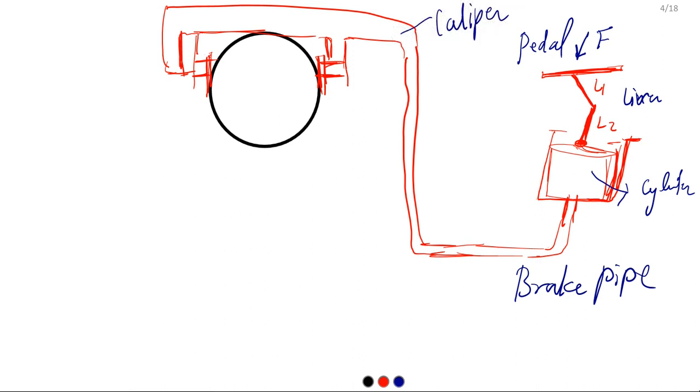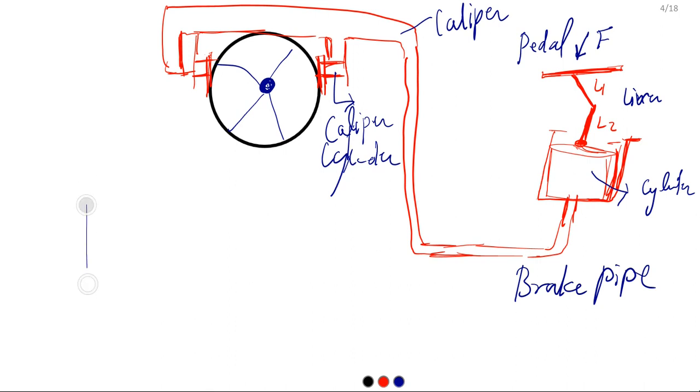I just designed a fundamental basic design of a brake system. This one is called the caliper cylinder. And consider this one is a disc. This is the center of the disc, and this one is the disc. Also you can understand by drawing something like this. In this way we have designed the system.